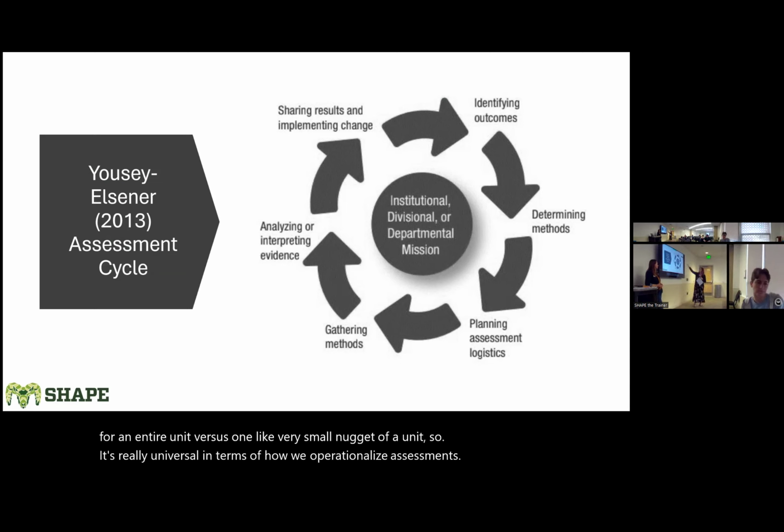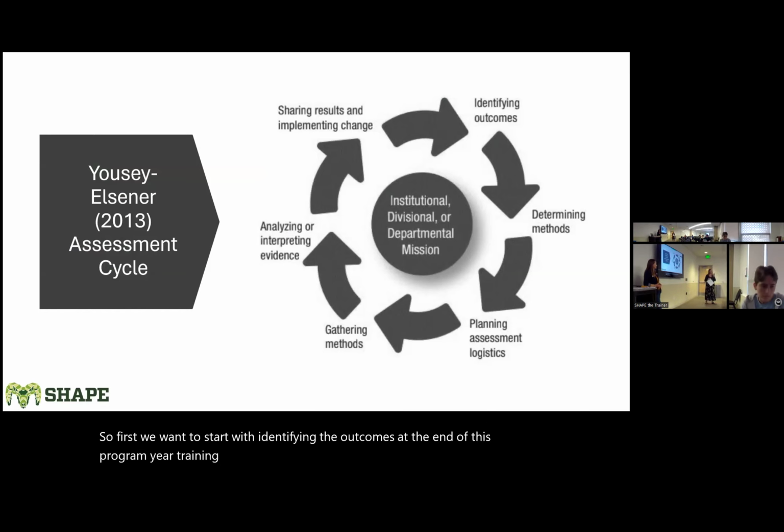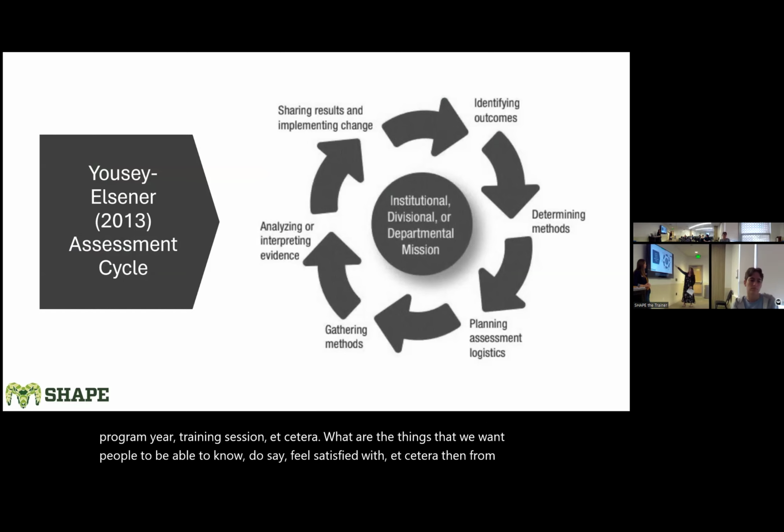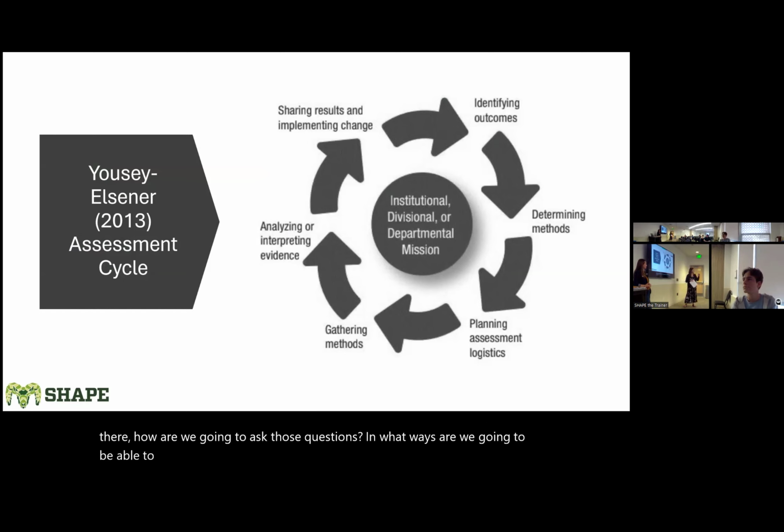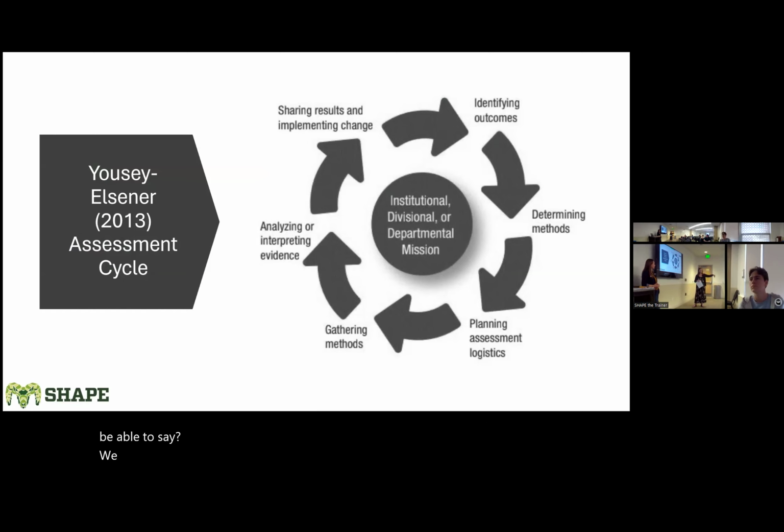So first we want to start with identifying the outcomes. At the end of this program, year, training session, etc., what are the things that we want people to be able to know, do, say, feel satisfied with, etc.? Then from there, how are we going to ask those questions? In what ways are we going to be able to say, we use this method to ask this question to make sure our outcomes were met?